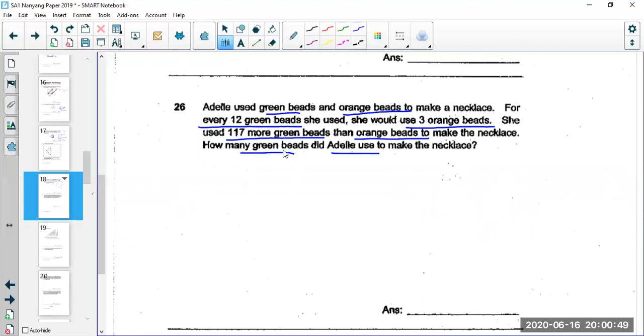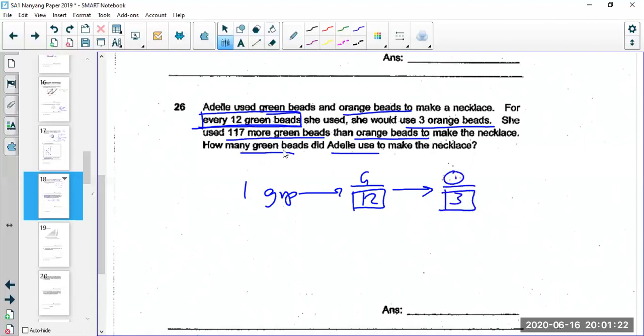That's when you need to think of your method. Drawing a model is not a good method here. What's the method? Can you see the word every? So the method is grouping. You make one group, and that one group has 12 green beads. For every 12 green beads she will use 3 orange beads.